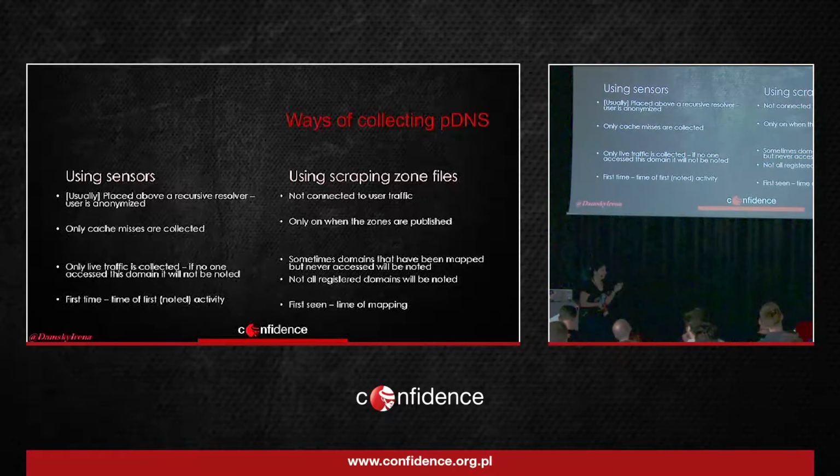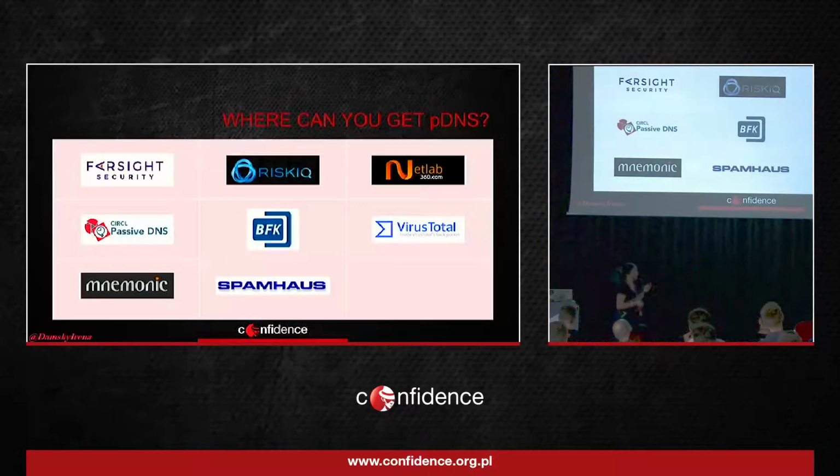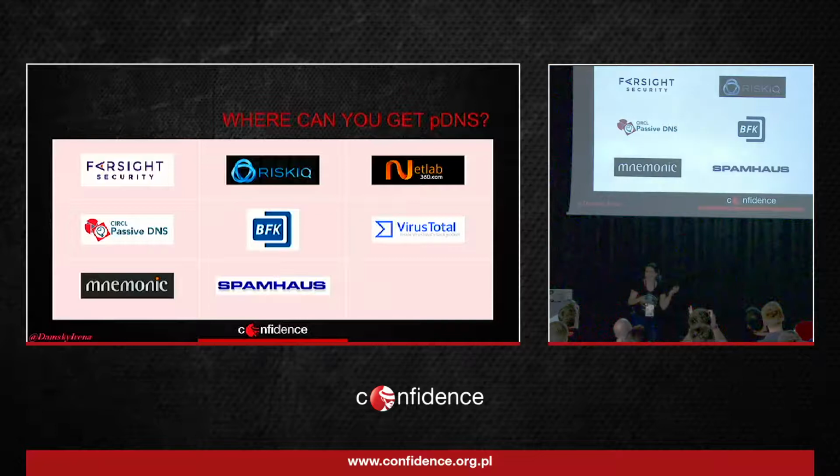If you don't want to collect your own passive DNS, you can buy it from a variety of vendors. Farsight, RiskIQ, NetLab, all of these vendors give a little bit of a different data set. Some of them do not sell it as a data set. They give access to researchers, but for example, NetLab, the 360, gives their data set based on the fact that they collect mainly Chinese traffic, which is very different from the data sets that you will get from other vendors.